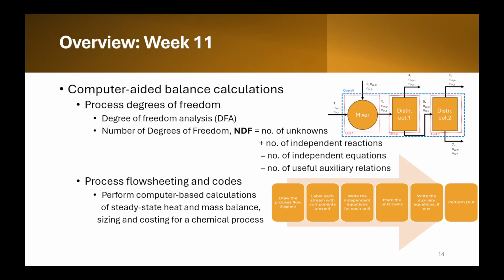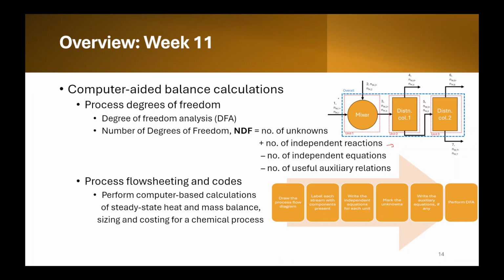Week 11 discussed the computer-aided balance calculation. To make such computations using your software, you firstly need to know whether your system is solvable or not. You can compute that from the degree of freedom analysis, and from that you get the number of degrees of freedom. The expression is given here. We have done this, I guess, 2 weeks back. Number of unknowns plus the number of independent reactions minus the number of independent equations. The number of independent reactions comes into play when there is a reaction going on. Otherwise, this doesn't come into play. Minus number of independent equations minus number of useful auxiliary relations.